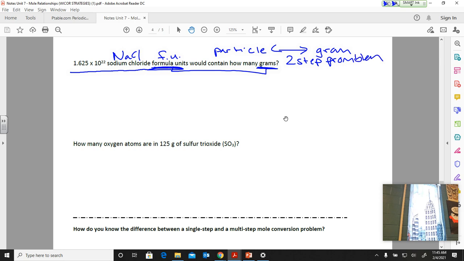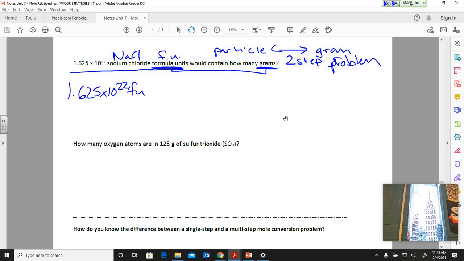Did I just solve the problem wrong? I'm pretty sure I did. Let's fix it. Well, now it doesn't look like an R, but it is. All right, here we go. So like always, we're going to start with what's given: 1.625 times 10 to the 22nd formula units.